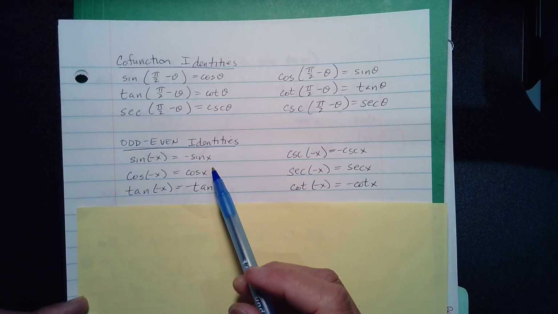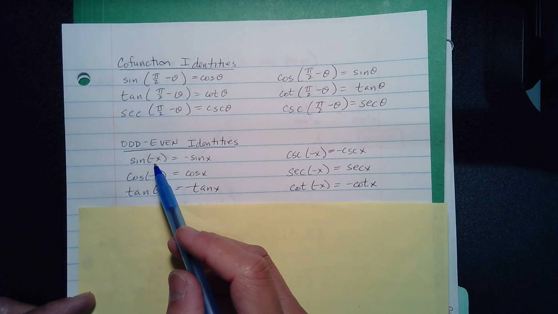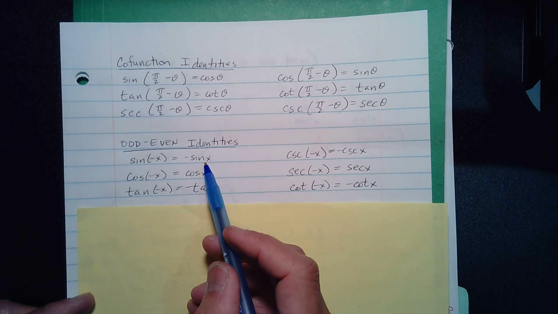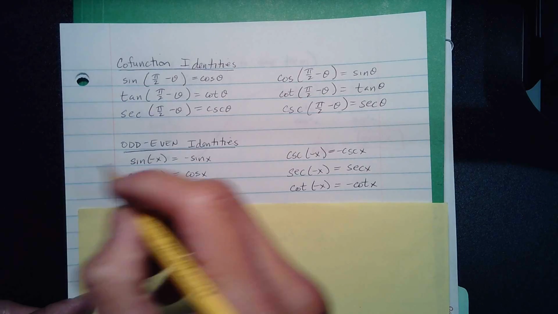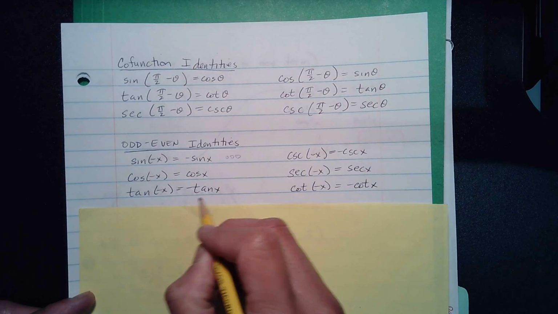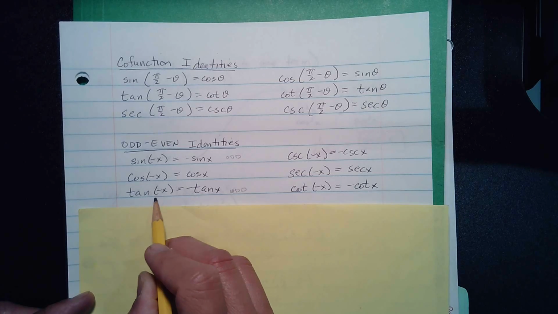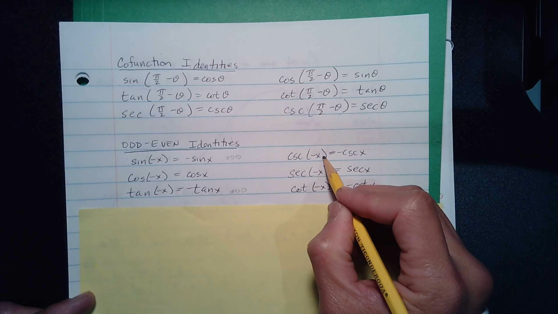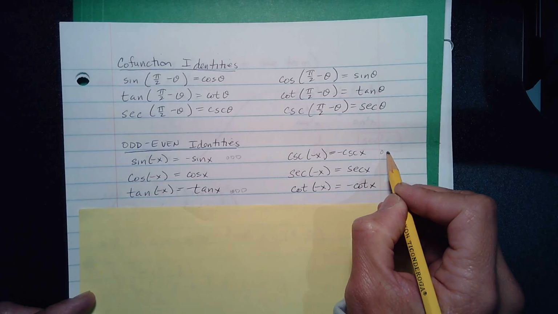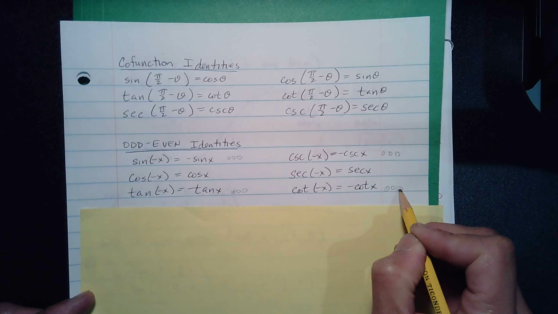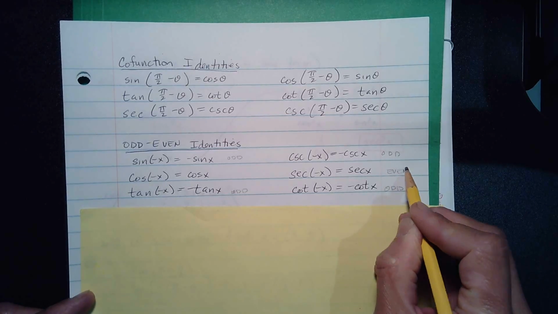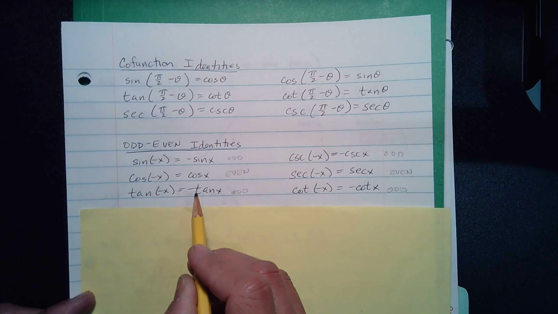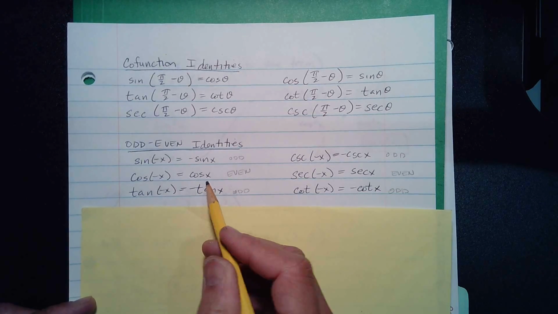We also have odd-even identities. When we take sine of a negative value and you get the exact opposite, this is odd. This is odd because tangent of a negative value is equal to the exact opposite. Cosecant of a negative value is equal to the exact opposite, so these are all odd. And these two are even. They're even because cosine of a negative value gets you the exact original function of cosine x.